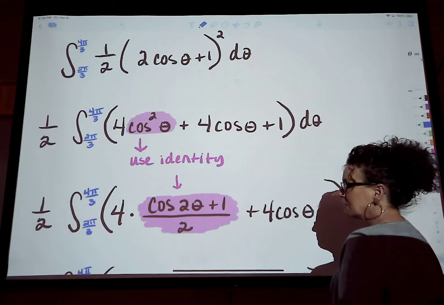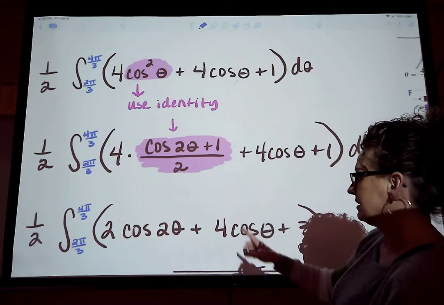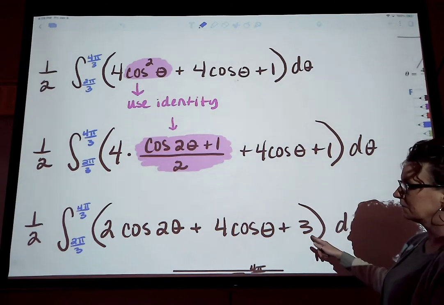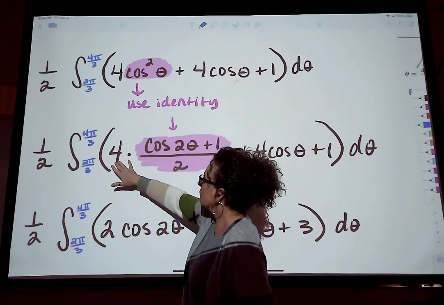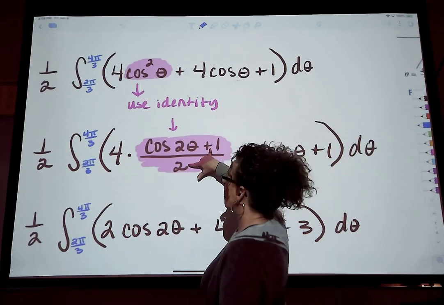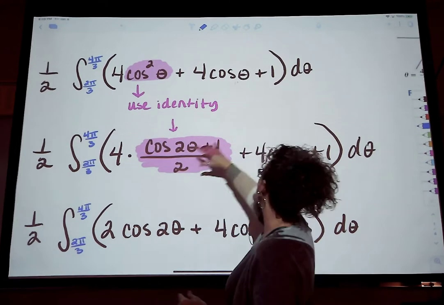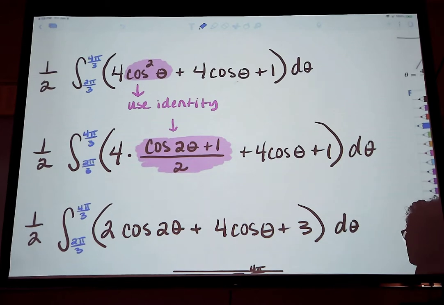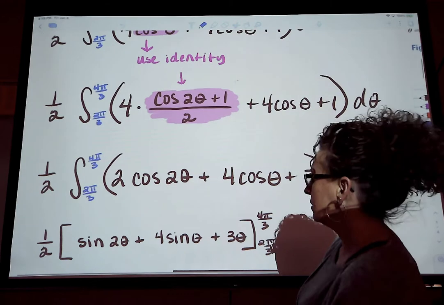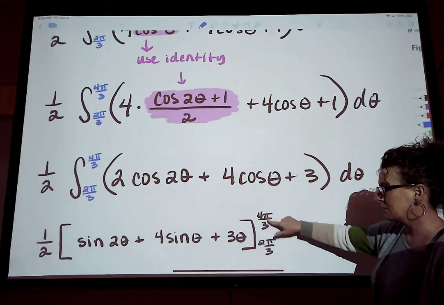Okay, and then I simplify, got my fractions here. That's a 2. What did I do? Oh, so a 4 times this term just gets me 2 cosine 2 theta, and a 4 times my 1/2 gets me 2, just the integer 2. And I took that integer 2 and added it to this one and simplified before I start doing my antiderivatives. So you can see that I did my antiderivative of each term. I'm getting ready to sub in those values.